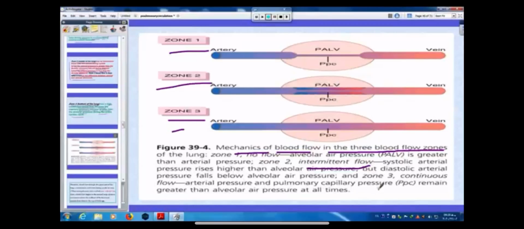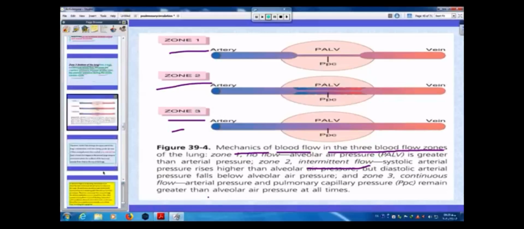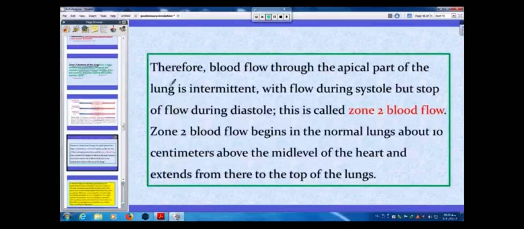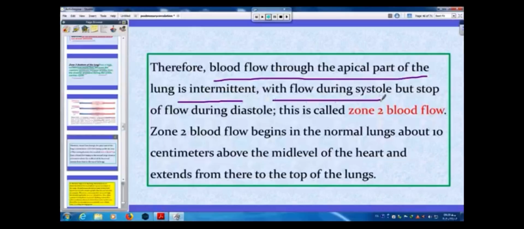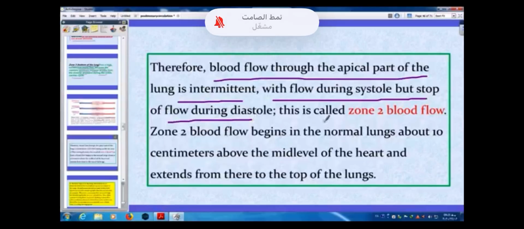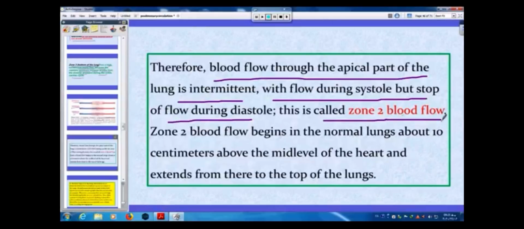Capillary pressure, PPC, remains greater than the alveolar air pressure at all times. Therefore, we can conclude that the blood flow through the apical part of the lungs is intermittent: flow during the systole, but stop of flow during the diastole. This is called zone 2 blood flow.